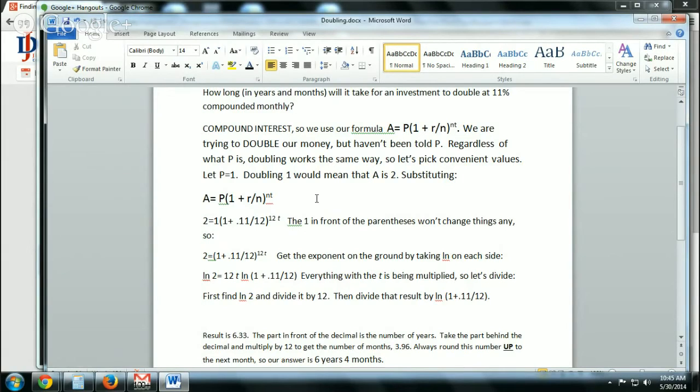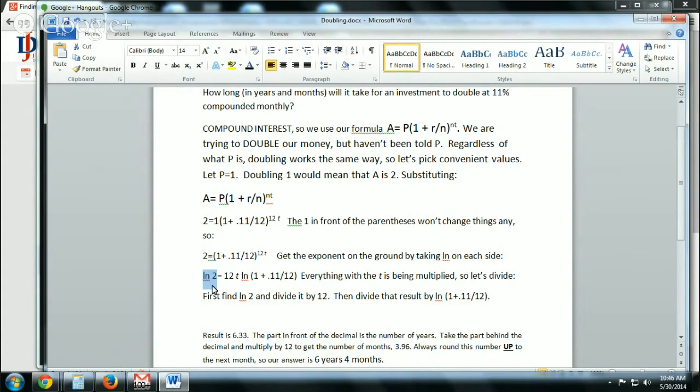T is our time. Now, the 1 that is in front of the parentheses here is not going to change anything. Multiplying things by 1 makes no difference. So I can really write my problem this way to make it a little simpler for us to look at. Now, I need to get the exponent down on the ground where I can work with it. The way that I do that is to take a log of each side. I'm choosing to use a natural log. So let's do natural log of each side.